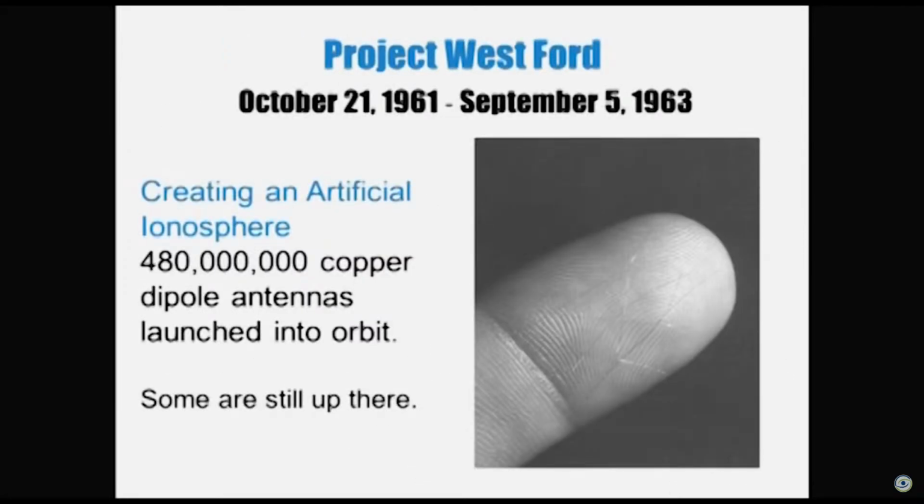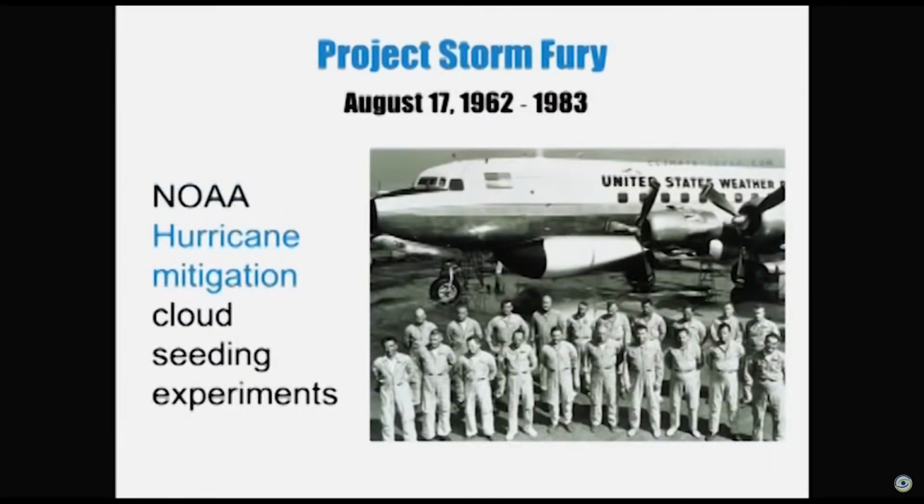So the military also started modifying space. Now, they don't like the ionosphere because it's unpredictable. And unpredictable is not cool for operations. So why don't we create an artificial ionosphere by putting 480 million needles in space? Some of them are still up there, the rest are in the North Pole in the ice. NOAA then had Project Storm Fury, where they did more cloud seeding experiments on hurricanes. NOAA swore they would never do it again after this.